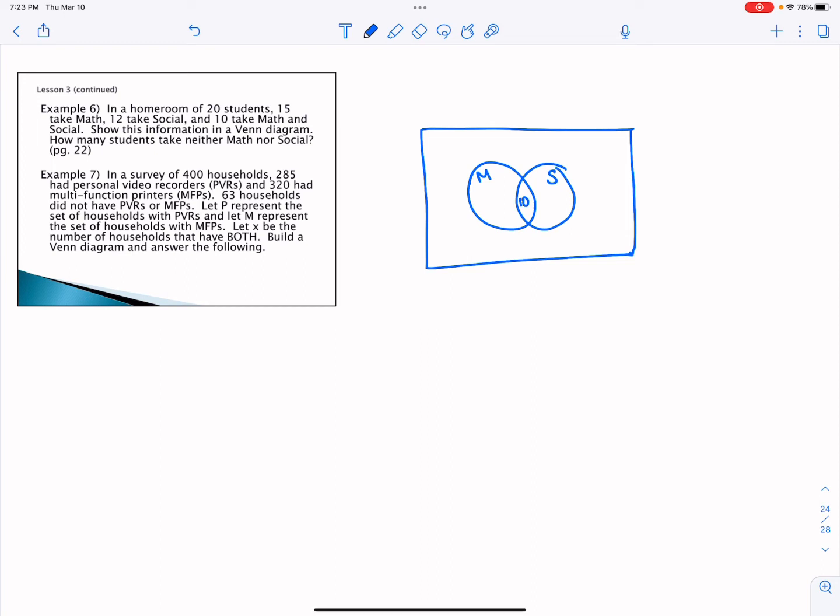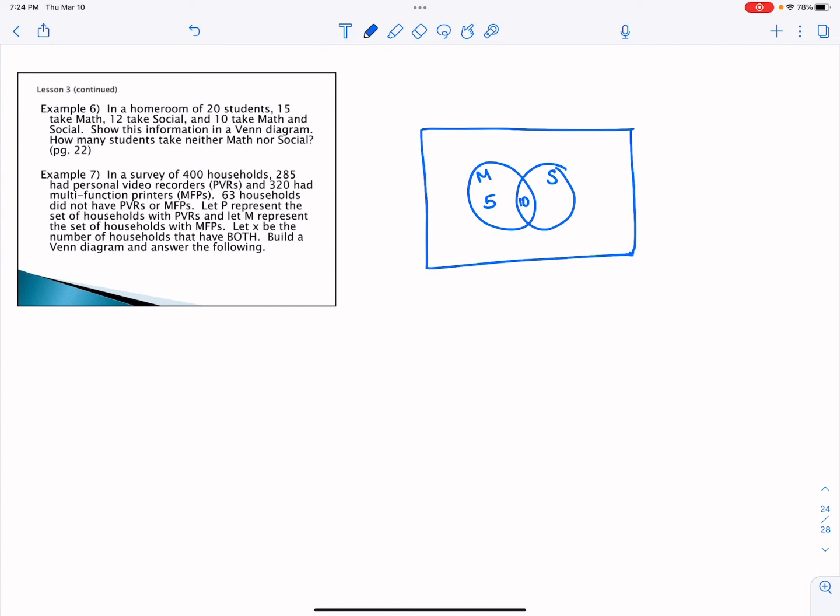Now, this is where students can sometimes get confused. We have a total homeroom of 20 students. If 15 students are taking math, it is impossible for us to put 15 in that outer part of our circle that's not overlapping, because that would mean we have 25 students. So we know that that's not correct. Basically, what we need to have here or manage is a total of 15 students taking math. So if we know that 10 students are taking math and social, then there must be remaining 5 that are taking exclusively math without social studies.